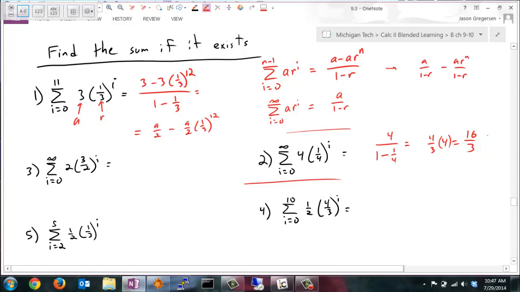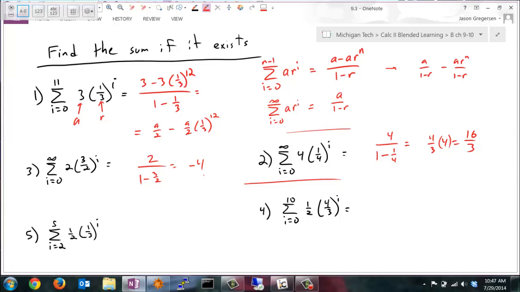Okay, so let's do that for the next one. a is 2. r is 3/2. 1 minus 3/2 is -1/2. Instead of dividing by -1/2, I'm going to multiply by -2. I get -4. Does that make any sense at all? I'm adding up a whole bunch of positive numbers, and I'm getting -4.